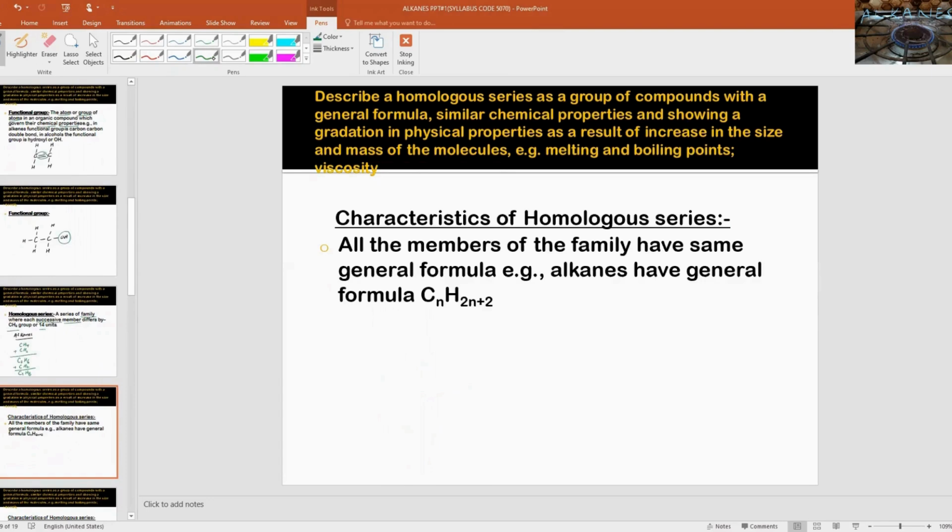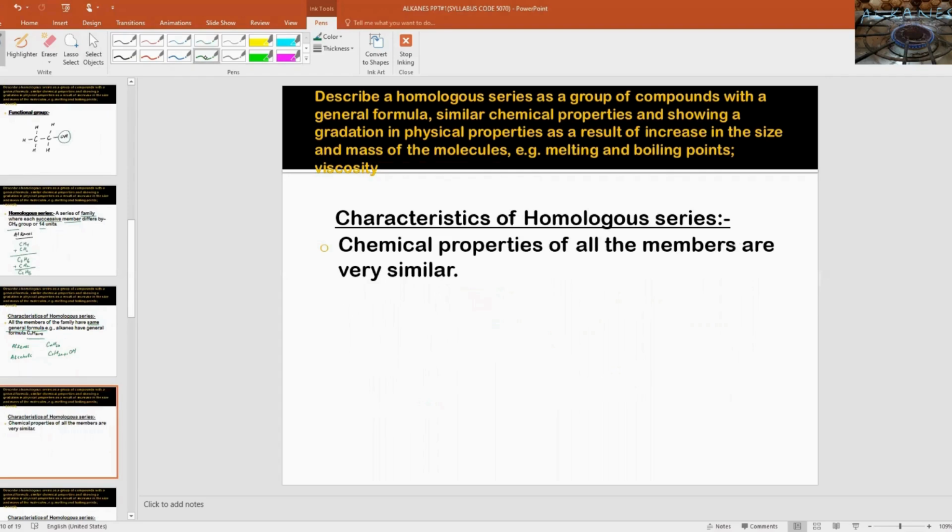All the members of the family have the same general formula. For example, alkanes have the general formula CnH2n+2. This is the general formula of alkanes. For alkenes, the general formula is CnH2n. For alcohols, the general formula is CnH2n+1OH.